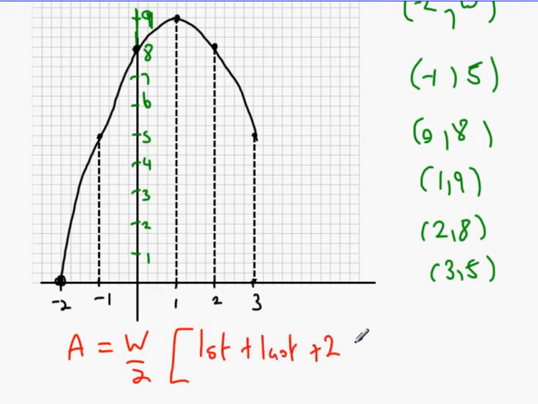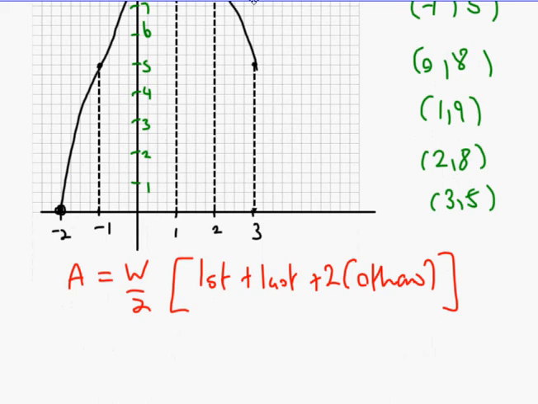Plus 2 times others. Okay, so let me explain what this means. Alright, what's the first height, guys? The first height. The first height is nothing.